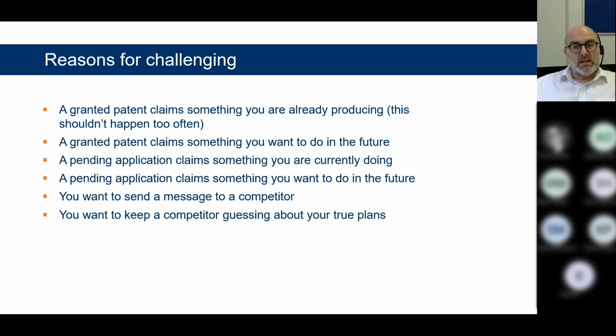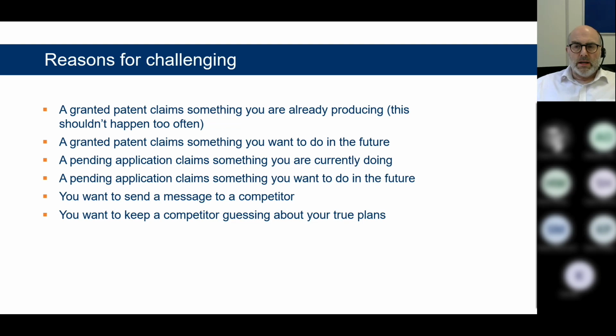Sometimes you might simply want to send a message to a competitor that you think they're trying to monopolize areas that should be free for all, or that you won't let them monopolize areas that you are interested in without a fight. And sometimes that can help in terms of clearing the way for products that would otherwise not be able to be sold because of those patents, but it may equally make sure that your competitors are less likely to file lots of patents and patent applications knowing that they're going to incur costs of challenges.